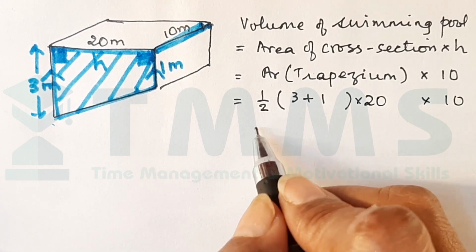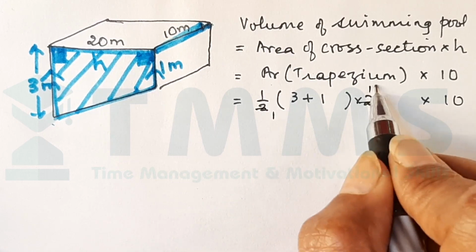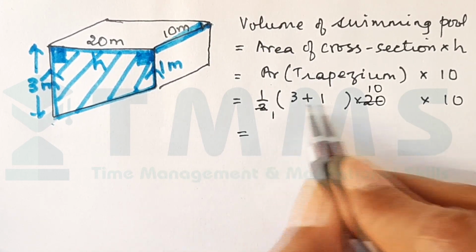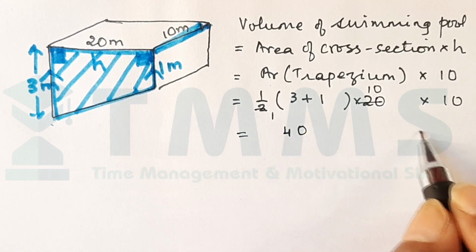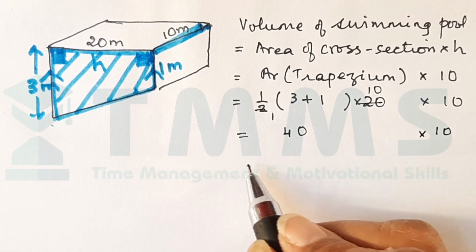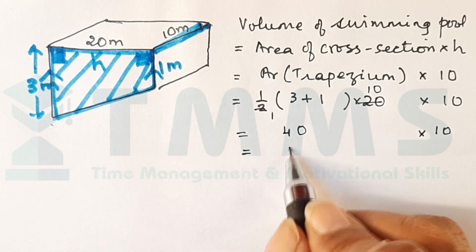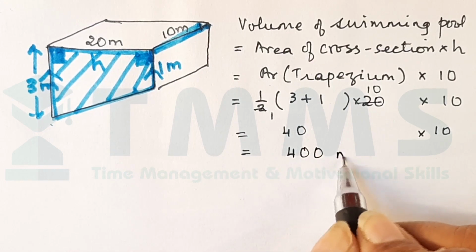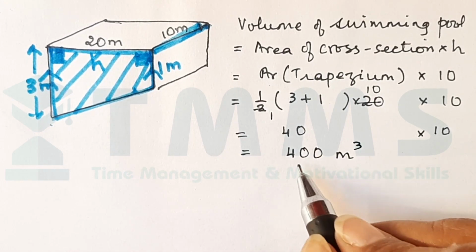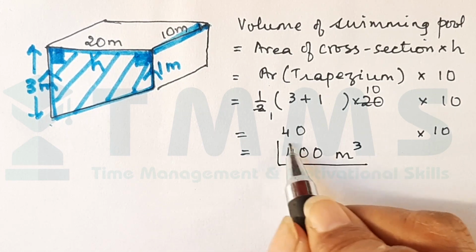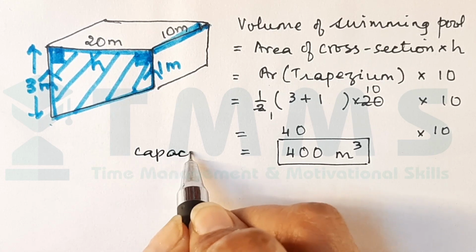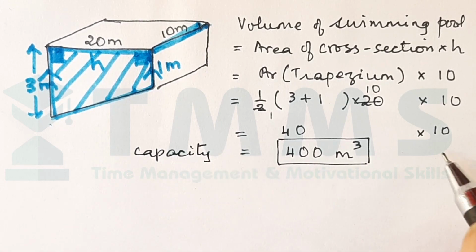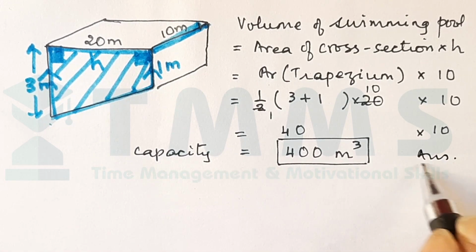Got that? So we have 2 1s and 2 10s. So we have here 3 and 1, 4. 4 into 10 is 40, multiplied by 10, and that gives us 400 meter cube, and that is the volume or the capacity of the swimming pool, and that is our answer.